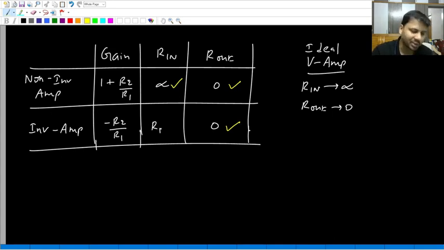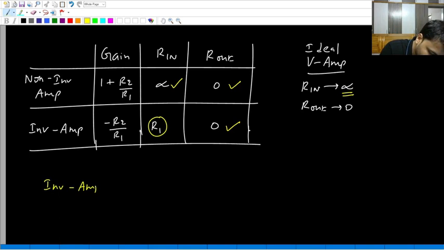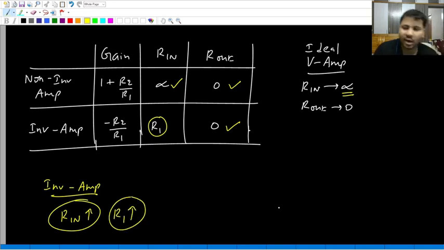But the input resistance, it is only R1. It is not infinity. Ideally, for a voltage amplifier, input resistance must be infinity. But here, it is finite and equal to what? R1. And for a good voltage amplifier, input resistance should be as large as possible. Ideally, infinity. You try to make Rin as large as possible. So for the inverting amplifier, how do you make input resistance larger? By increasing the value of R1, because Rin is equal to R1.